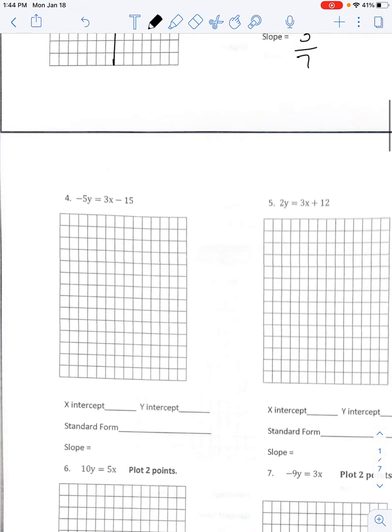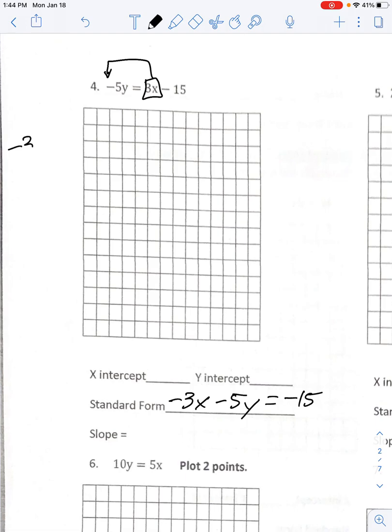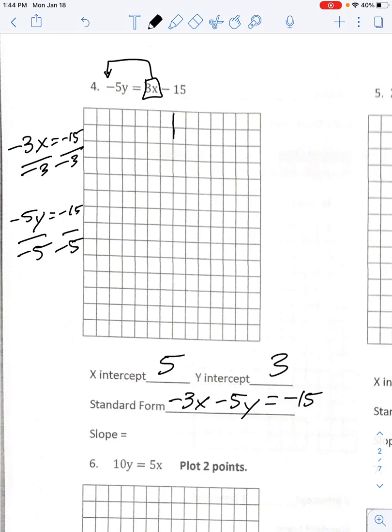Second page. Same process. So we're going to take the x, move it to the front, and change the sign. So negative 3x minus 5y equals negative 15. Then same thing. We're going to take the y out to solve for the x. We're going to take the x out to solve for the y. So divide by negative 3. Negative over negative is a positive. So positive 5. Divide by negative 5. Again, negative over negative is a positive. And then your y-intercept is 3.